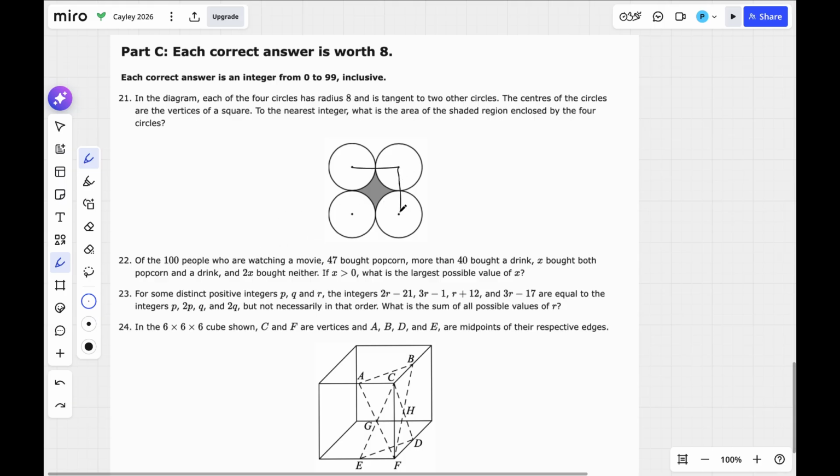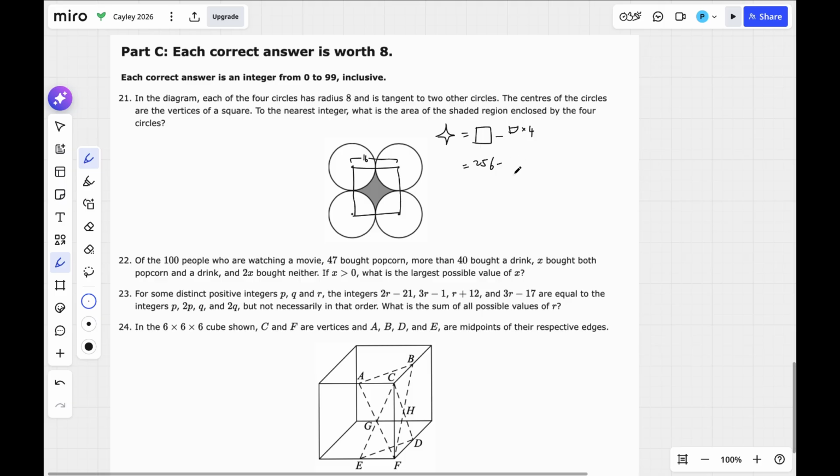So here, to help us, we need to first draw some lines. So we will connect the centers like this. Now, since the radius is 8, each of these sides has length 16. To get the shaded region, we can do the square subtracting the 4 quarter circles.